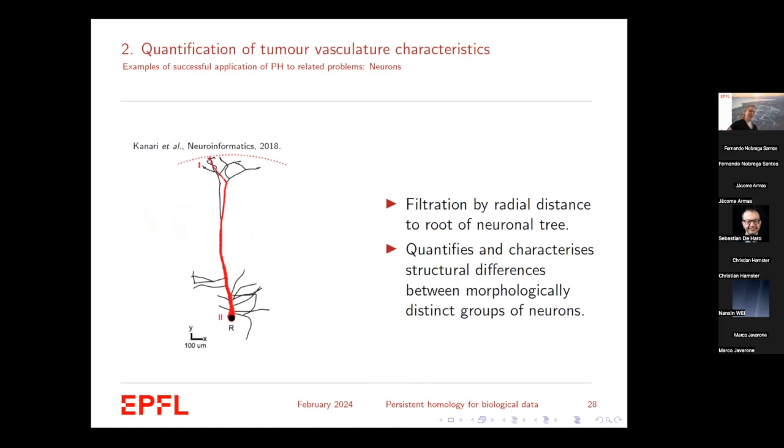And finally, the group that I'm in at the moment in Lausanne were interested in quantifying the shape of neurons. They looked at a filtration by radial distance to the root of a neuronal tree, and found that this quantifies and characterizes structural differences between morphologically distinct groups of neurons. Now, what these examples have in common is that you have clear orientation, and we don't have this in the case of tumor blood vessels because they grow into the tumor from all sides. So you don't have any root or any tree-like structures.